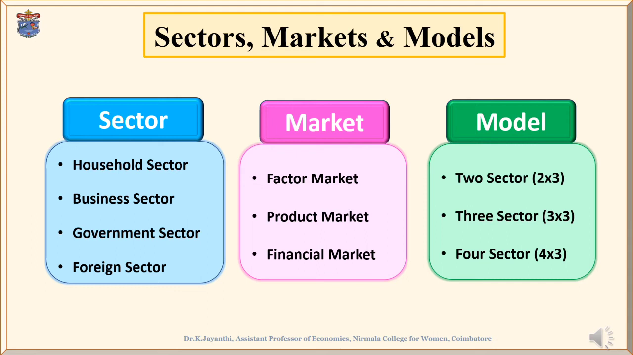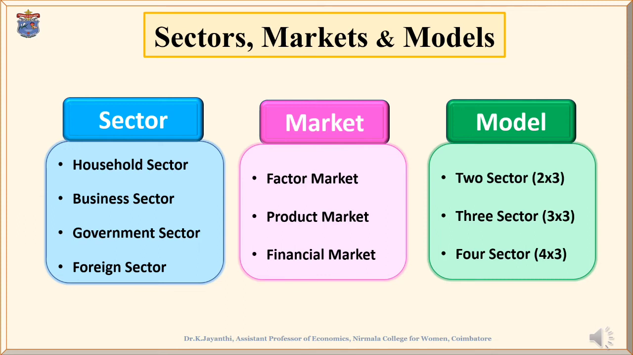Moving to models, the circular flow of income can be analyzed with the help of three different models, that is, two-sector model, three-sector model, and a four-sector model. A two-sector model is the simplest model of the circular flow of income. It is assumed to be a closed economy. There are only two sectors, that is, the household sector and the business sector.